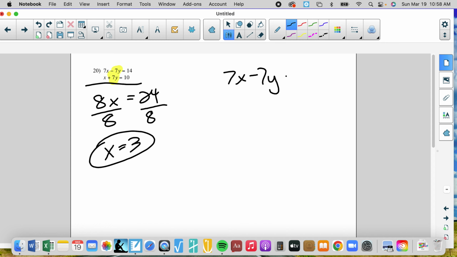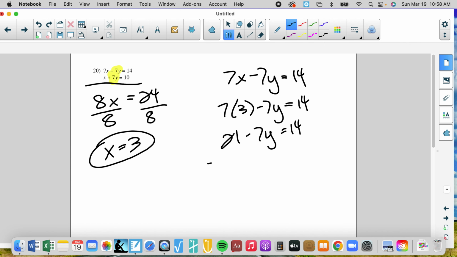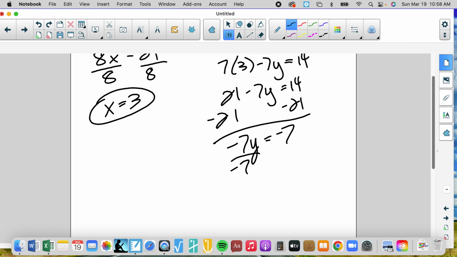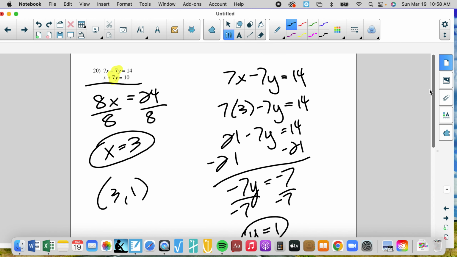And now I'm going to take one of those equations. Let's take the top one this time. I'm going to plug in my x value. 21 minus 7y equals 14 minus 21. I'm solving for y now. I'm going to divide by -7, and I get y equals 1. So my solution to my system would be (3, 1).